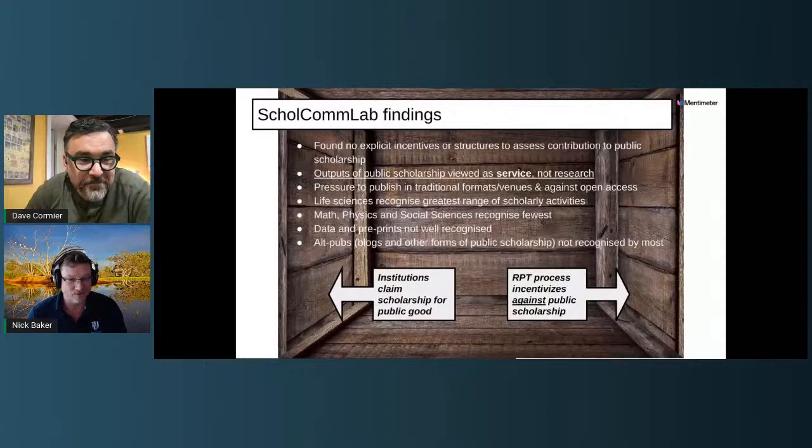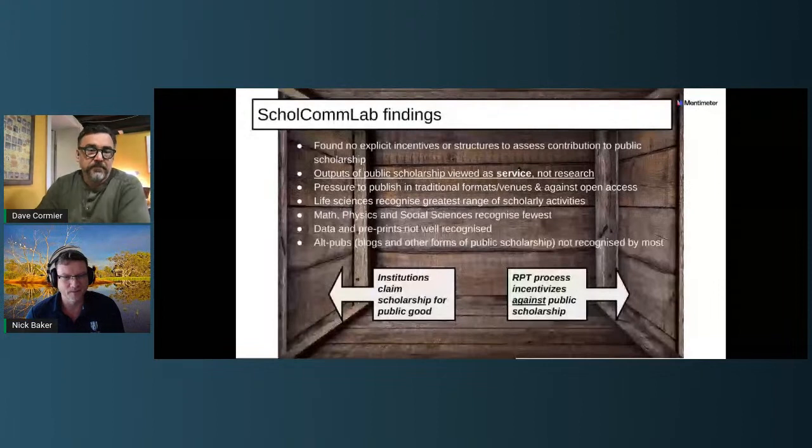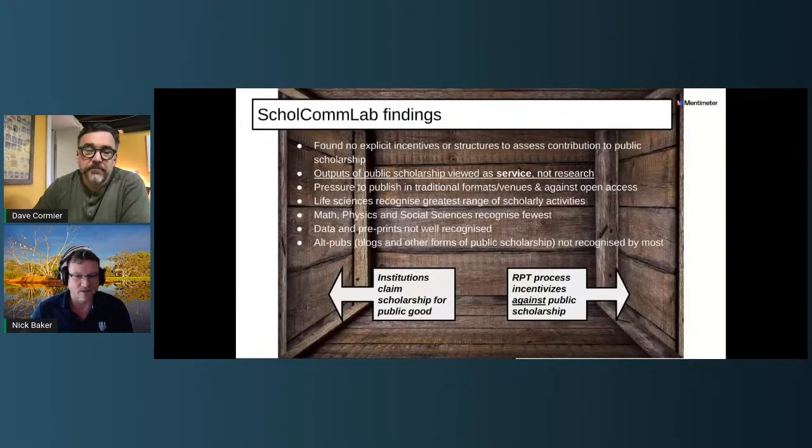So that's a significant problem. One of the other interesting things that they found was that the life sciences have the greatest range of scholarly activities that seem to get recognized in their tenure and promotion processes. The social sciences have the fewest of all, and math and physics are somewhere close to the social sciences as well. So we've got a lot of work to do, and it varies by discipline.